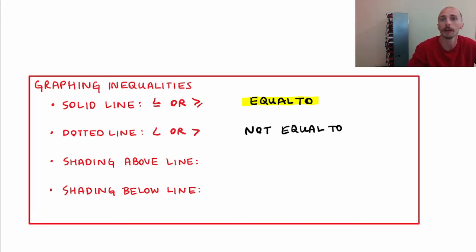And in our previous example, that blue line that I had, that was where it was equal to. So that's why we use a dotted line to indicate that it's not equal to. And then shading above the line, that's going to be where y is greater than some function of x, or y is greater than or equal to. Because we shade above when y is greater, because up is where you see greater numbers on the y-axis. Okay? So the reason would be, well, y is greater.